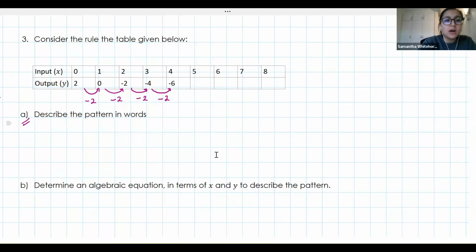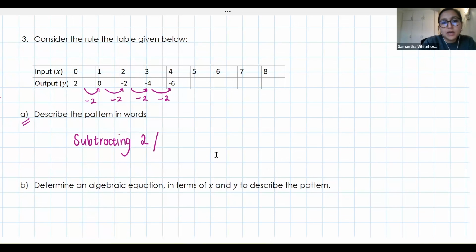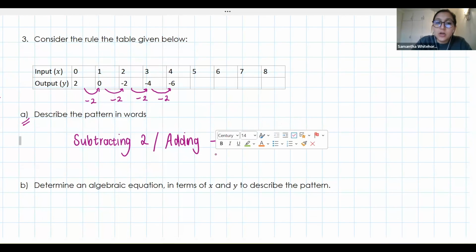So in A, when we're asked to describe the pattern in words, we can now state that we are subtracting 2 to get from one term to the next. Some of you like to say adding -2. That is absolutely fine, because remember, if you add a -2, that plus minus situation is actually a -2. So it's the same thing. It really doesn't matter.